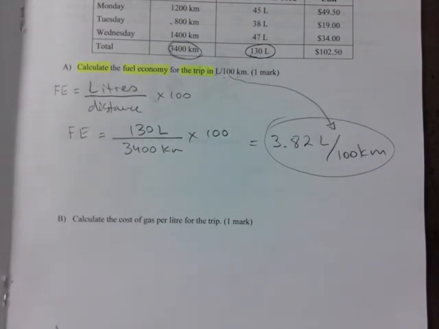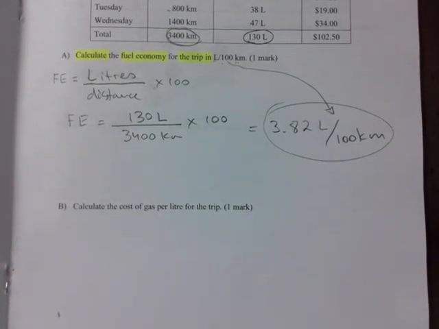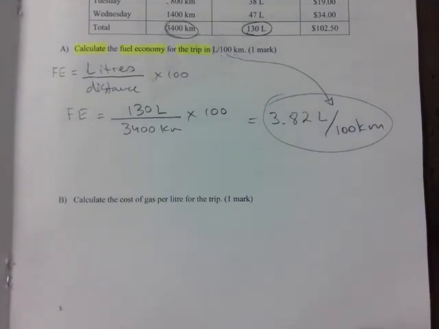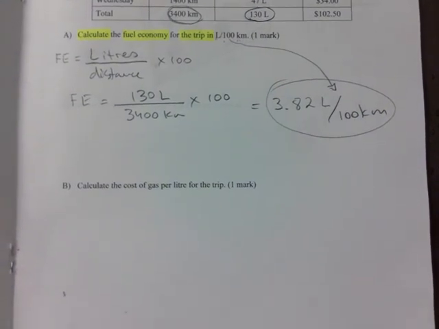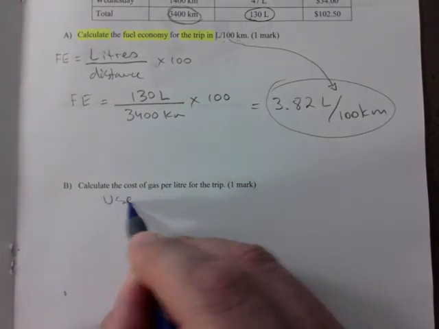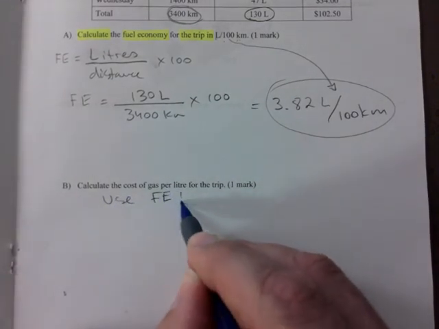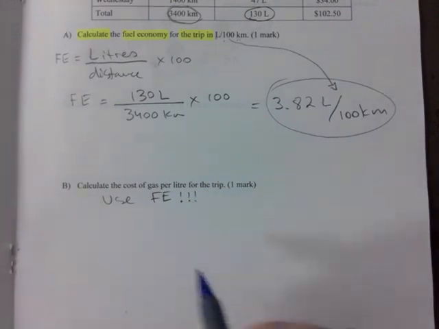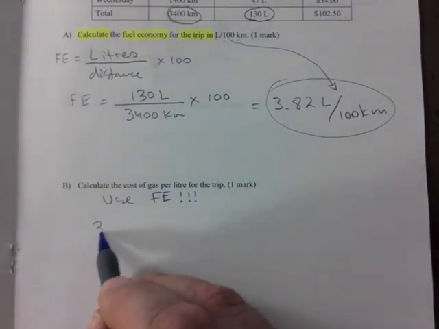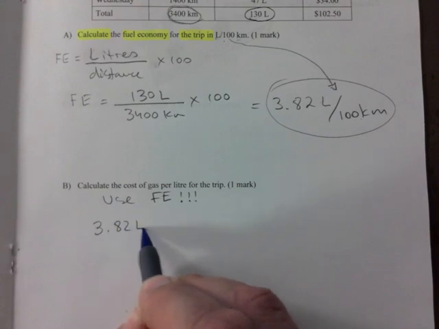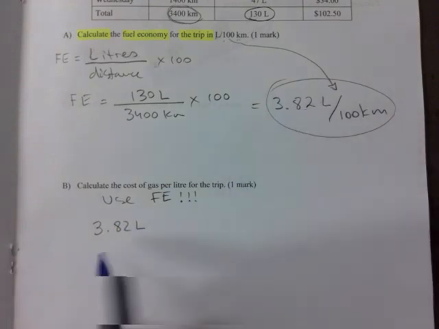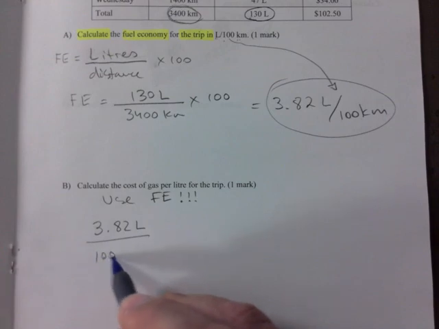Calculate the cost of gas per liter for the trip. How would you do this one? Stay with me, stay with me. How would you do this one? Use your fuel economy for this one. Okay? So what we say is that if it takes us 3.82 liters, whatever you got here, to drive 100 kilometers.